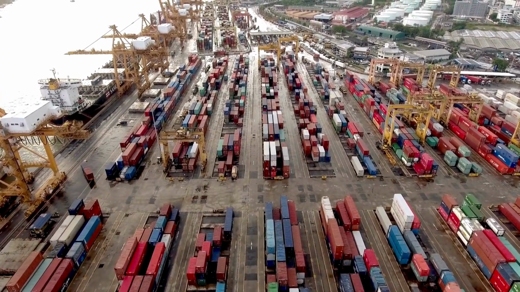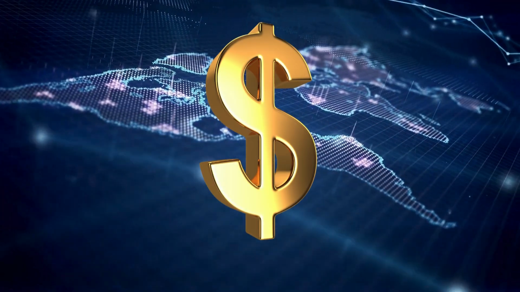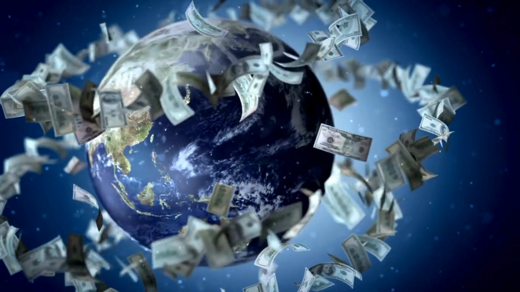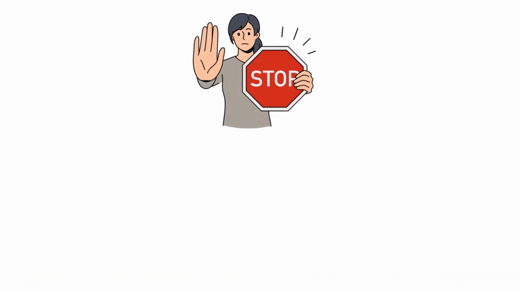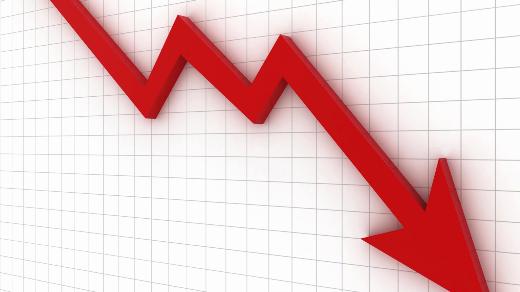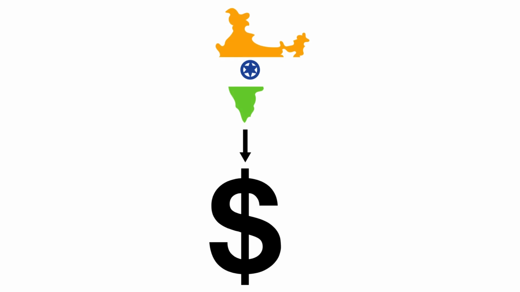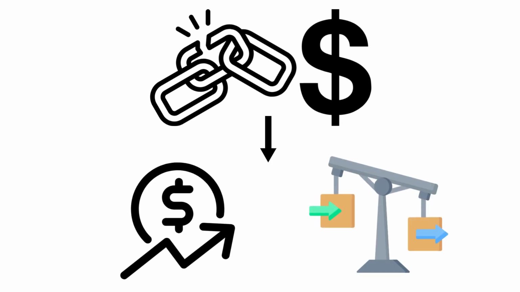Now, let's talk about the Triffin Dilemma, a major problem in fixed systems. The US dollar is the world's reserve currency. To support global trade, the US must supply enough dollars to other countries. But here's the dilemma. More dollars in circulation globally weakens the dollar's value. But if the US stops supplying dollars, the global economy faces a shortage, leading to instability. India, in a fixed system, would depend heavily on the dollar's global stability. Any weakness in the dollar could trigger inflation and trade deficits in India.